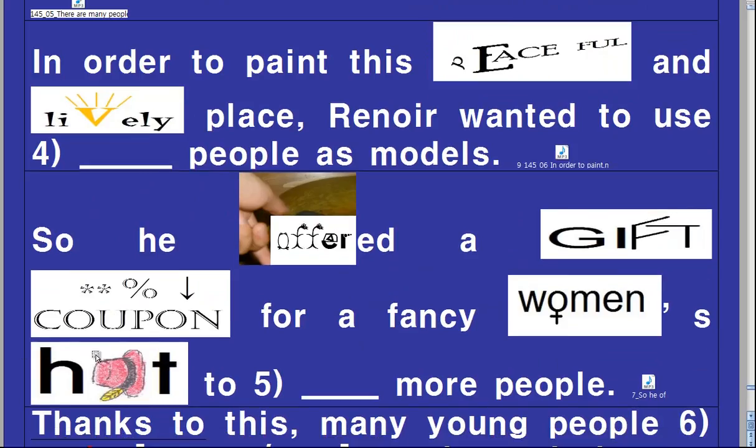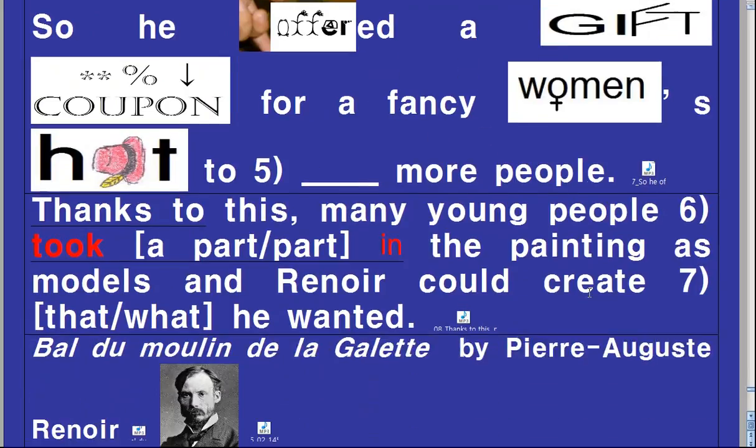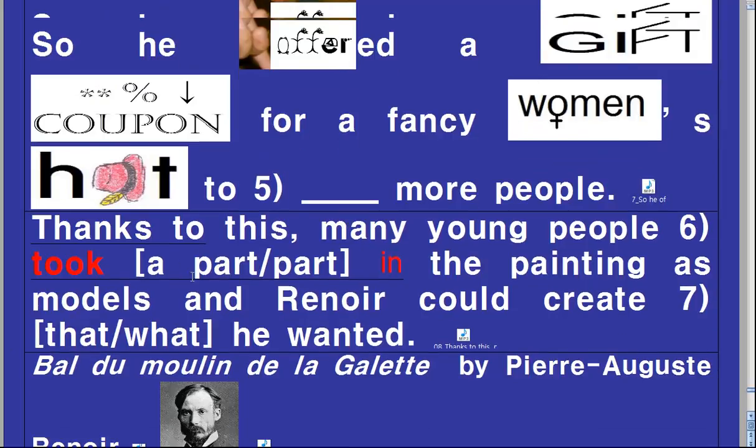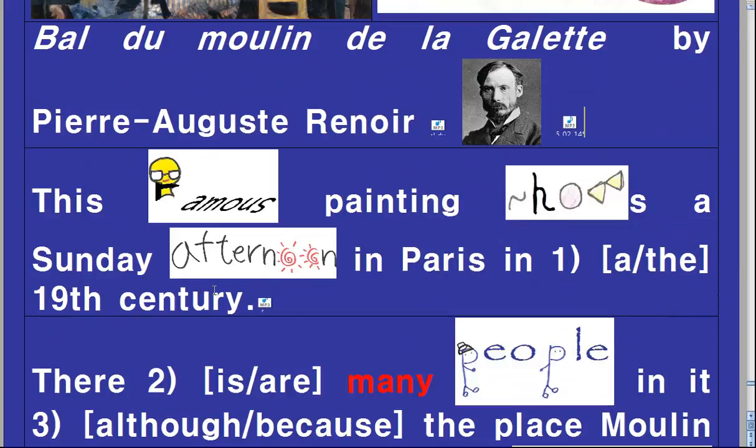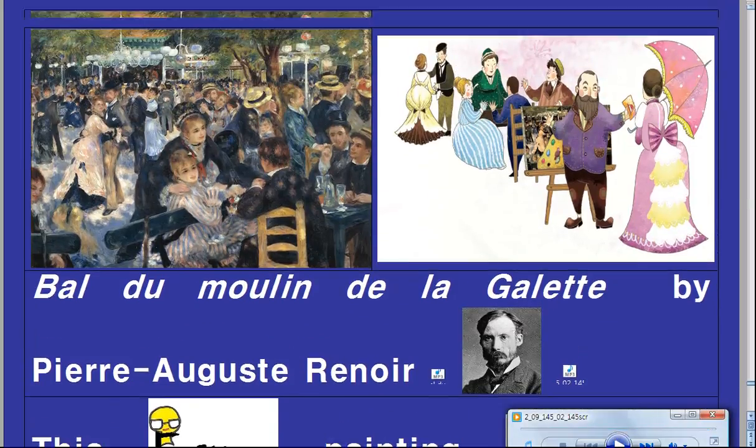So he offered a gift coupon for a fancy women's hat to draw more people. Thanks to this, many young people took part in the painting as models, and Renoir could create what he wanted. Question 3. What did Renoir offer to draw common people as models in his painting?